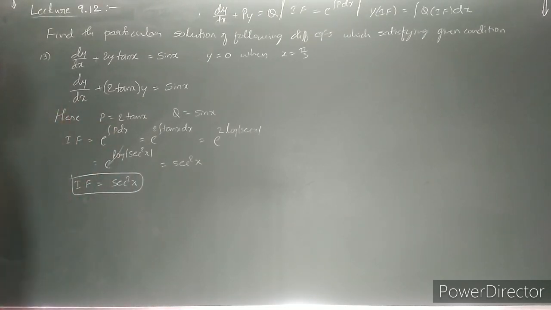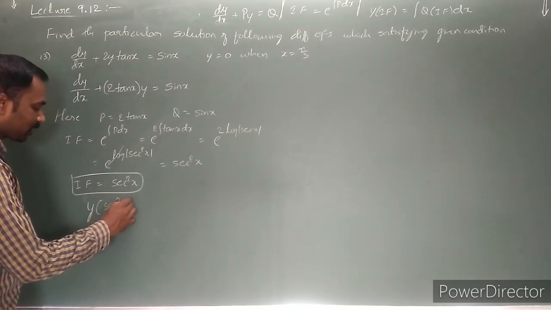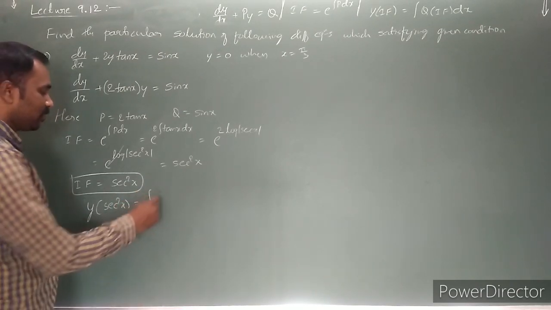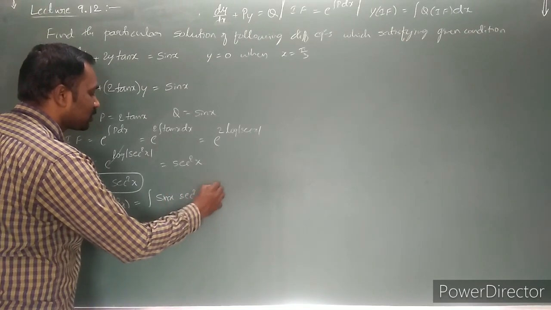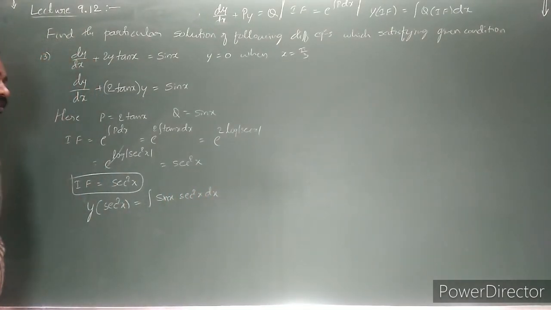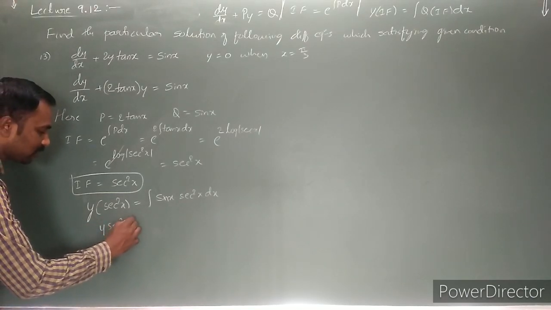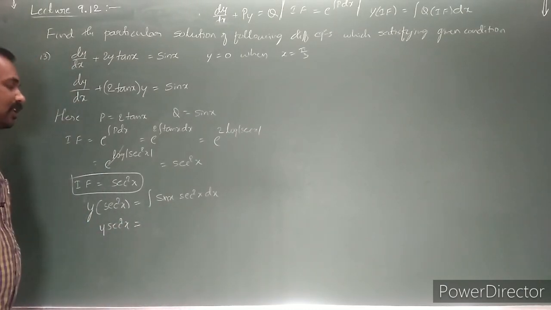Now the general solution, write the formula. y into secant square x is equal to the integration of the Q value. What is Q? Q is sin x. So, the integration of sin x into secant square x dx. Okay, simplify. How to simplify this one? The left hand side has no need to simplify: y into secant square x as it is. On the right hand side, sin x into secant square x.